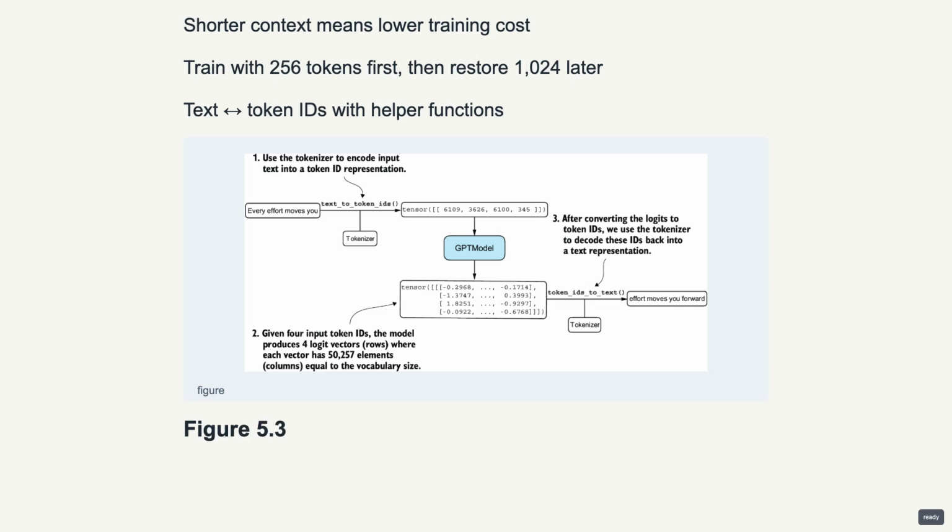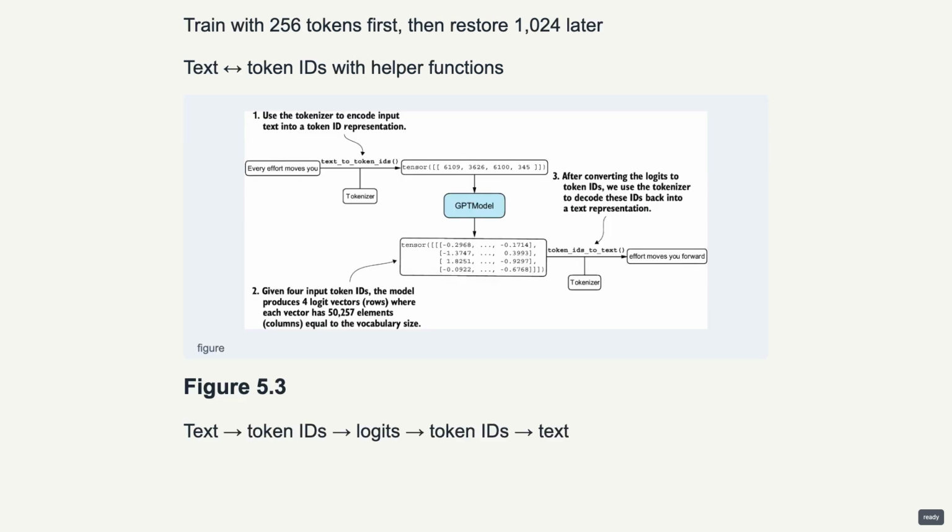Generation is really a three-step translation process. The model never works directly with words. It works with token IDs, and the tokenizer handles the conversions at the ends. First, the tokenizer encodes the prompt. Then the model produces logits for the next token, and those logits are mapped back into token IDs before decoding gives readable text again.